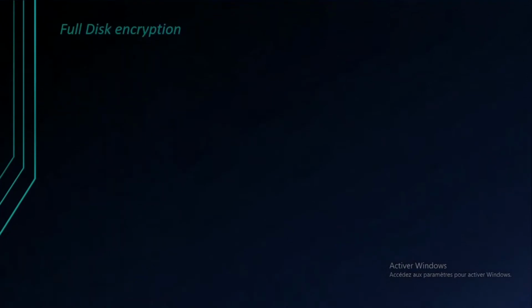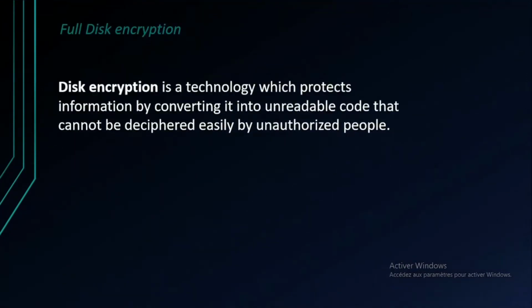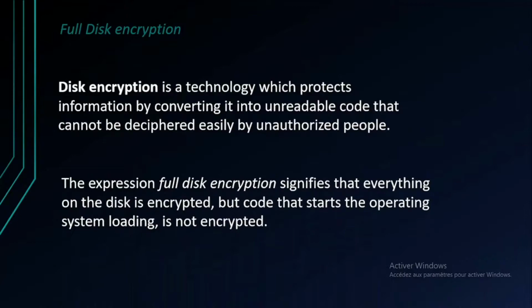Full disk encryption. Disk encryption is a technology which protects information by converting it into unreadable code that cannot be deciphered easily by unauthorized people. The expression full disk encryption signifies that everything on the disk is encrypted, but code that starts the operating system loading is not encrypted.